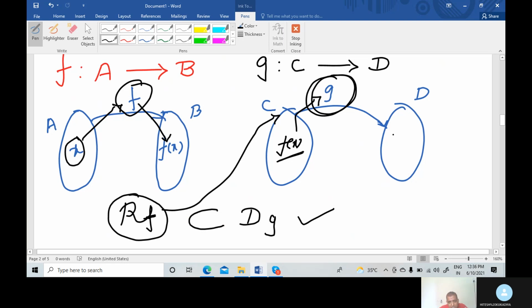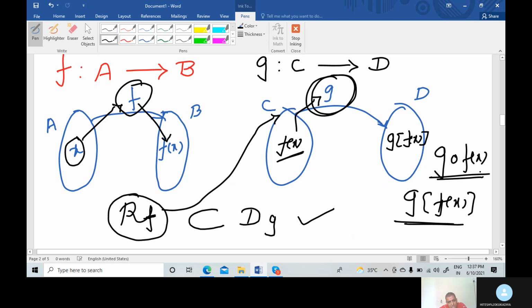Put it in function g. So you can write here g of f(x). It is called the composite function g of f(x). Otherwise, you can write here g(f(x)). Both are the same. So g of f(x) is possible when the range of f is a subset of the domain of g. Is that clear? So the range of f is a subset of the domain of g.